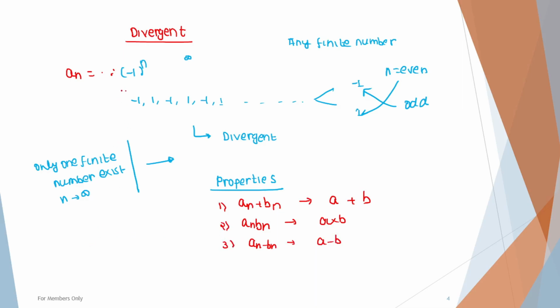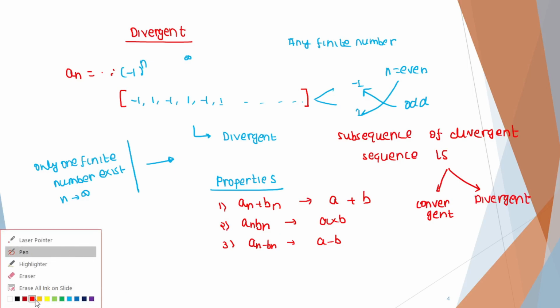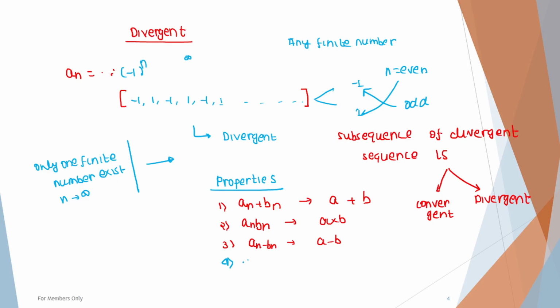For a divergent sequence, only one point you should remember: a subsequence of a divergent sequence can be both convergent and divergent. But in the case of a convergent sequence, the subsequence is convergent. The last point is very important, so remember this point.